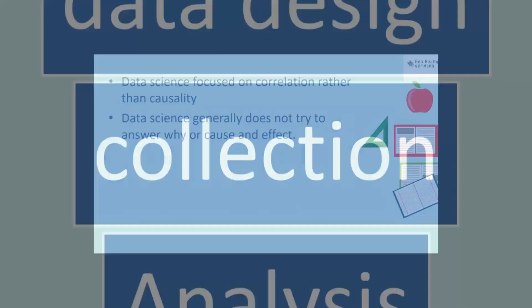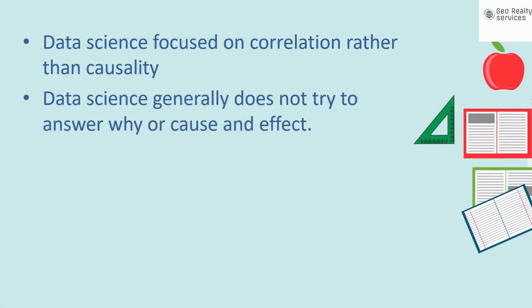All in all, the focus of data science is placed on correlation based on the data analysis rather than causality. Data science generally does not try to answer why or cause and effect. So it is clear data science does not answer the question why or cause and effect.